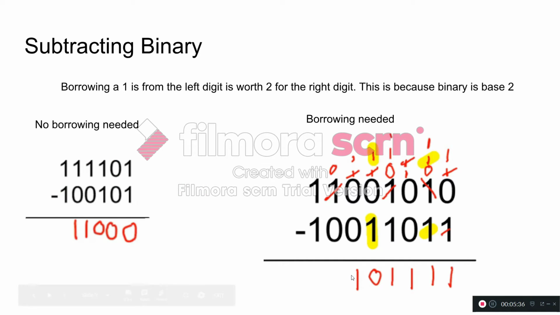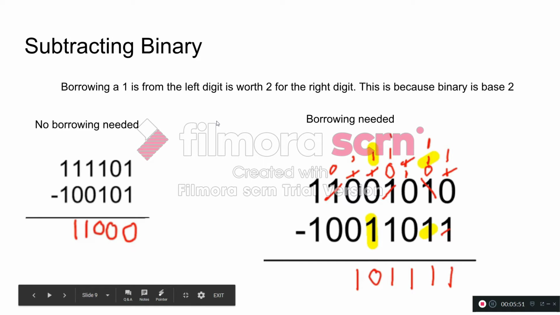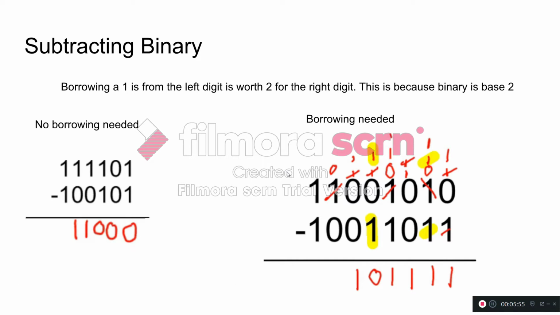Now let's look at subtraction. Just like in any other number system, we can borrow from the left. The digit on the left is worth the base times the number to the right. Meaning, in our case, in binary, a number to the left is worth the base, which is 2, to the number on the right. So borrowing a 1 from the left digit is worth 2 for the right digit. This is because binary is base 2.